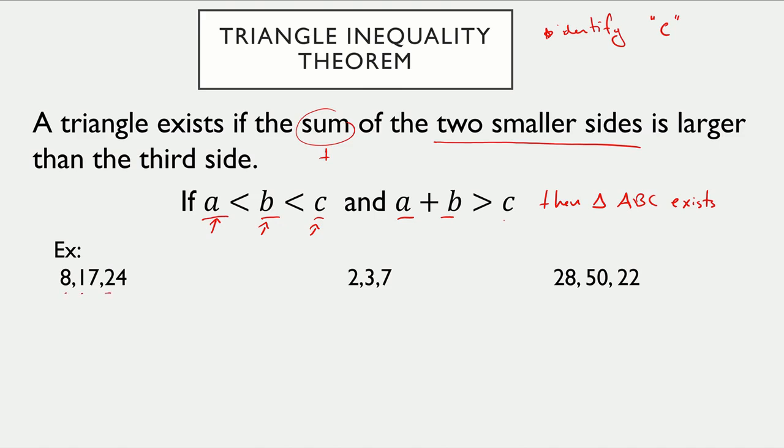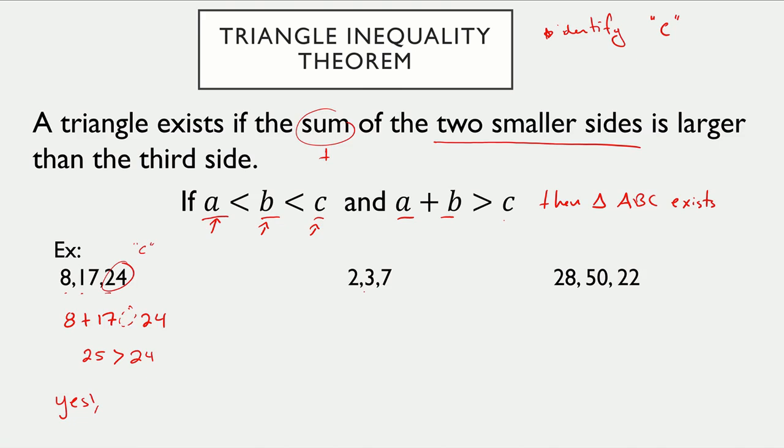And so here are some examples. So between these three numbers, identify my C, or my largest side. Not necessarily C, but my largest side. And so then that means that I'm adding the others two. So 8 plus 17. And then I'm going to compare that to 24, right? So 8 plus 17 is 25. 25 is greater than 24. So that satisfies the requirements for it to be a triangle. So in this case, yes, these sides represent a triangle.